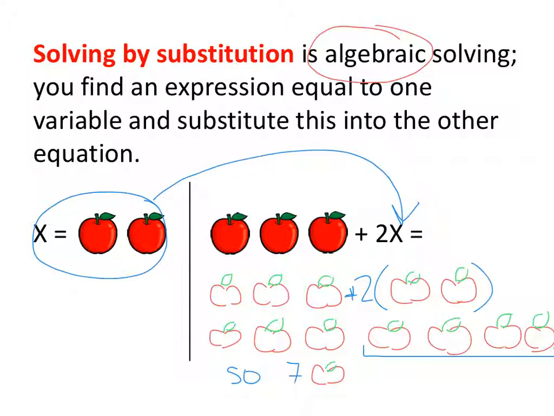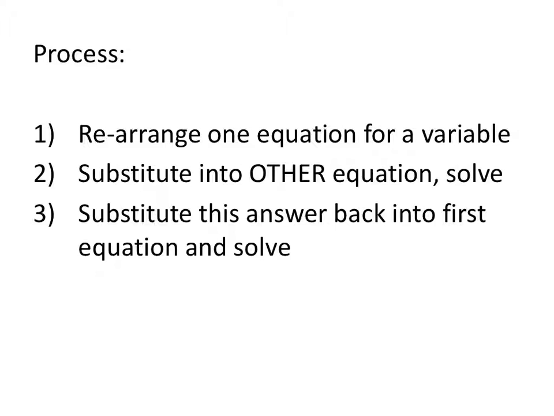Now let's take a look at this in a little bit more detail. When we solve by substitution, our first step is to rearrange one equation for a variable. You might hear some tutors or some other teachers explain this as isolating a variable. Once you have one variable all by itself, we substitute the expression that it is equal to into the other equation. This means that we end up with an equation that only has one variable left in it, and we can solve. Lastly, once you know the value of one of the variables, you'll take that answer back to the first equation, substitute it in, and solve.